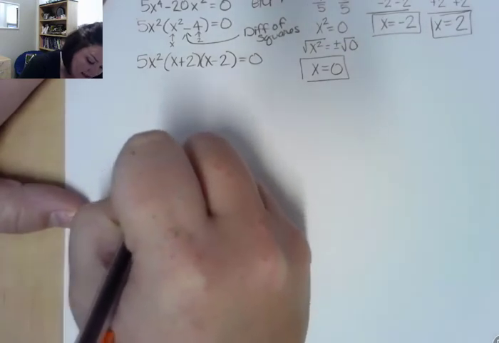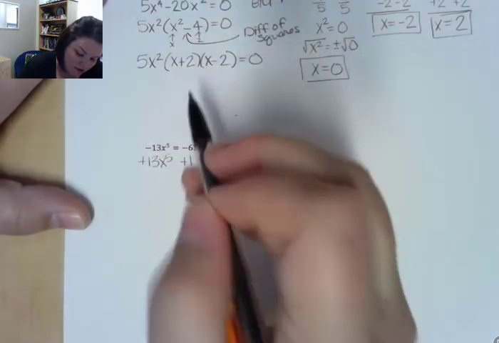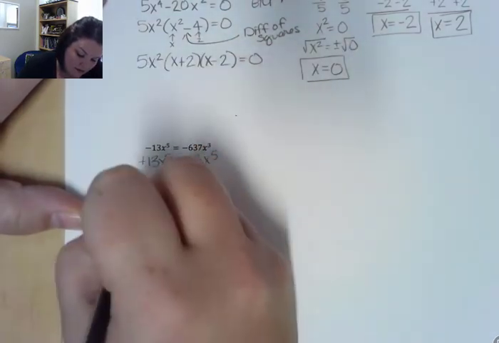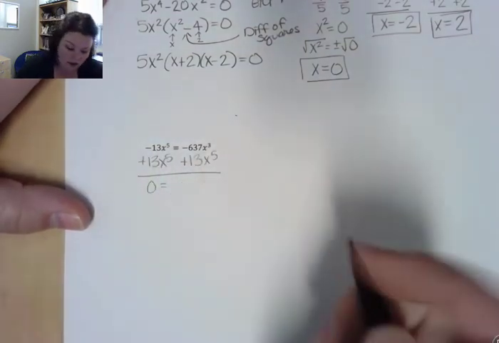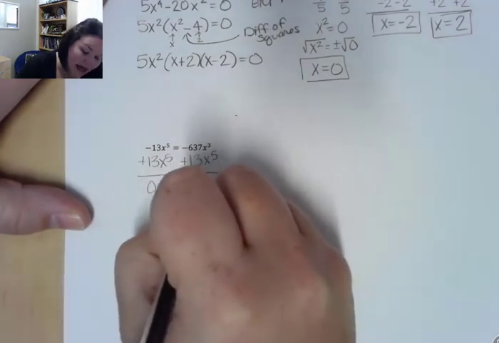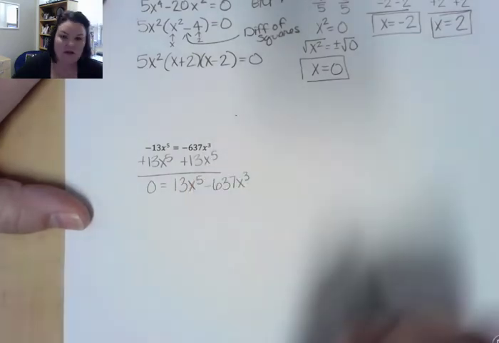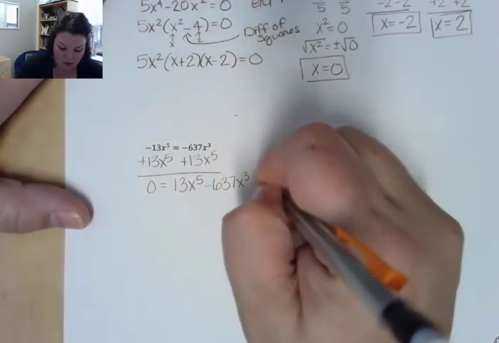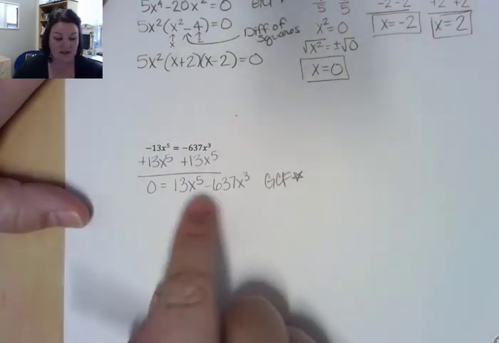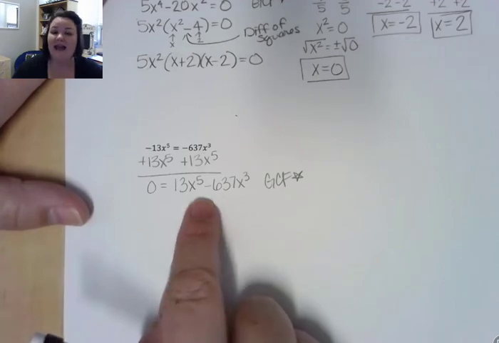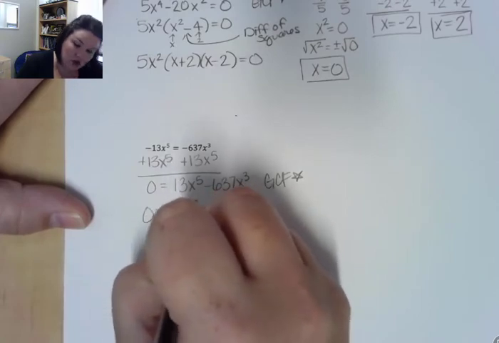So I'm going to move 13x to the 5th by adding, whoops, let me write the right number here, 13x to the 5th. So I have 0 is equal to, now remember, we always want to write it in descending order. So my 13x to the 5th is my highest degree, okay, minus 637x cubed. And then just like the last example, I always want to start by looking for a greatest common factor, okay? In this case, both of these numbers are divisible by 13 and they have x's in common. So I can actually take out a 13x cubed.